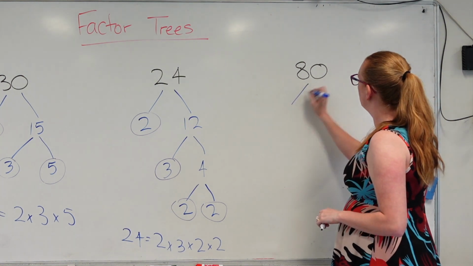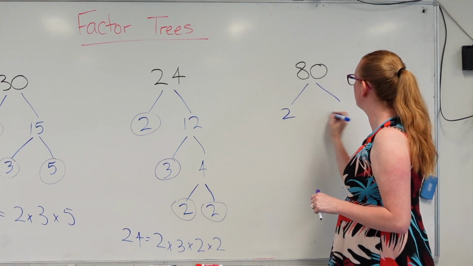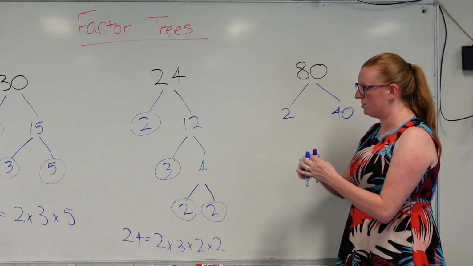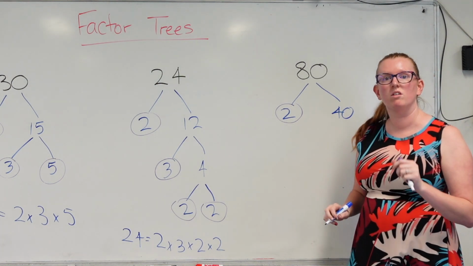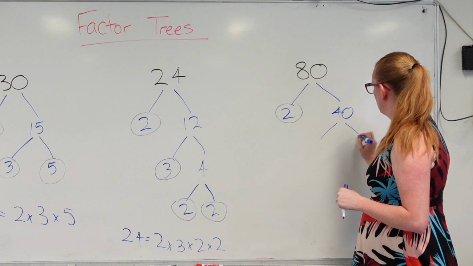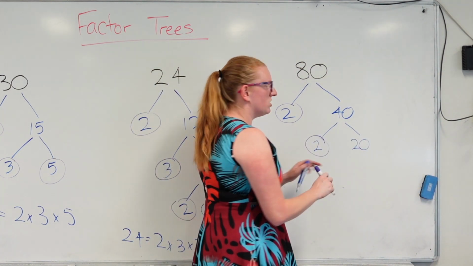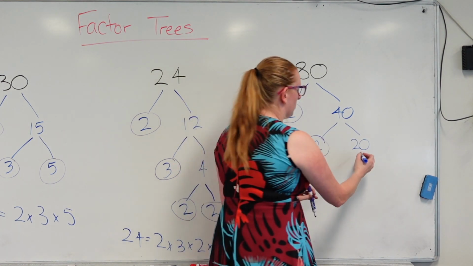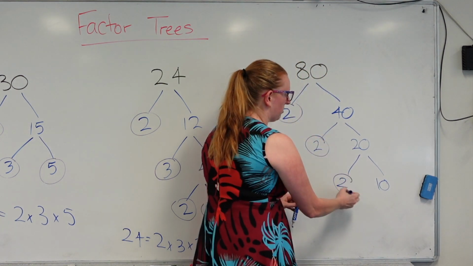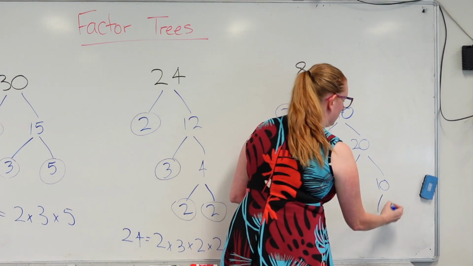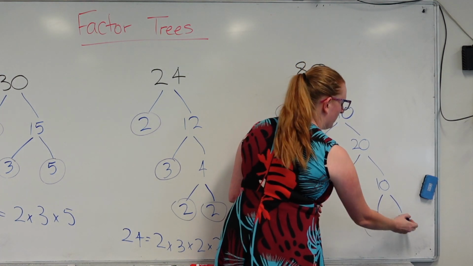All right, let's have a go at the number 80. So, when in doubt, just divide by 2 if your number's even. So let's go 2 and 40. Okay, 2 is prime, can't go any further there. What about 40? I could go 2 and 20. 2 is prime again, 20 is not, 20 is composite. So I might go 2 and 10. Awesome. 2 is prime, 10 is not, so let's split that into 2 and 5. 2 is prime, 5 is also prime.